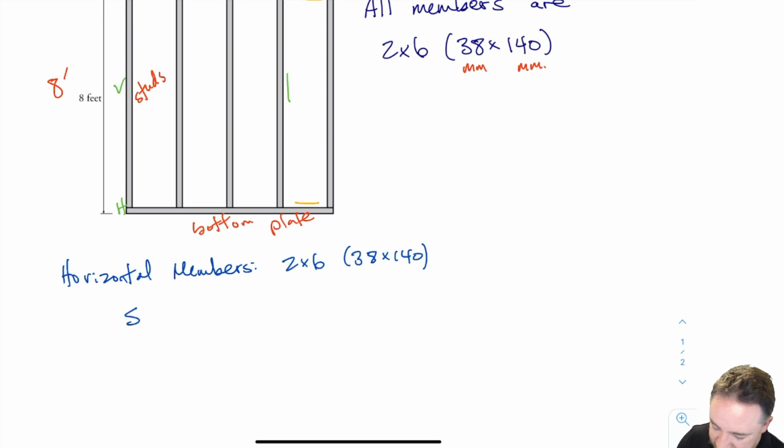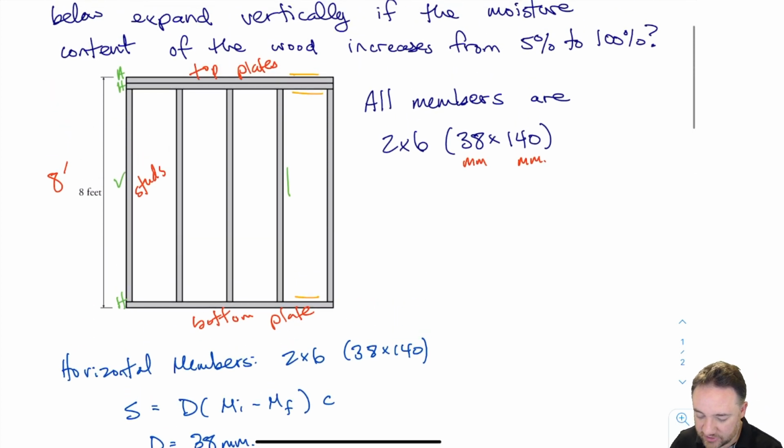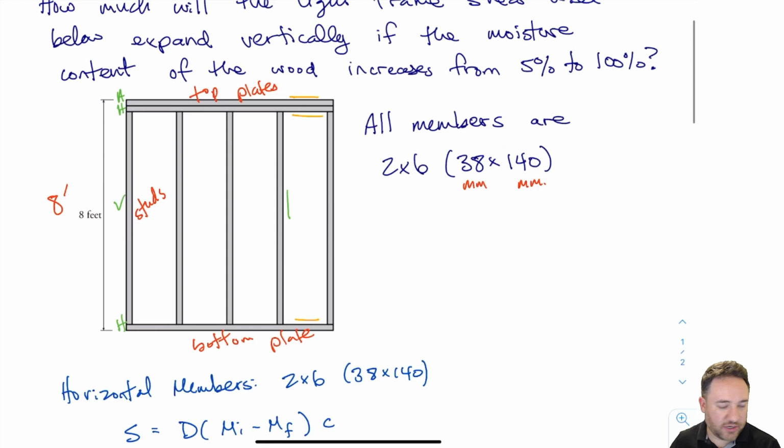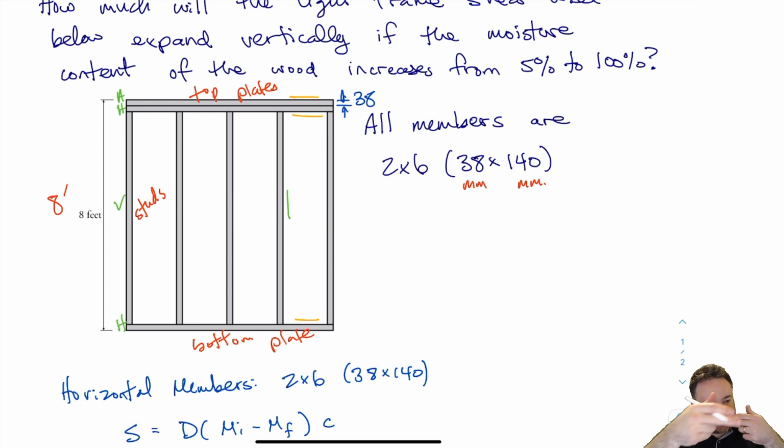I have S, my shrinkage, equals D times MI minus MF, from the appendix to the standard, multiplied by C. In this case, D is equal to 38 millimeters. You have to understand a bit how these walls are put together. The studs are laid on the flat. So for each of these, this dimension is 38, and the 140 is out of the page. Just like the vertical studs are also 140 out of the page, and the width of them is 38.